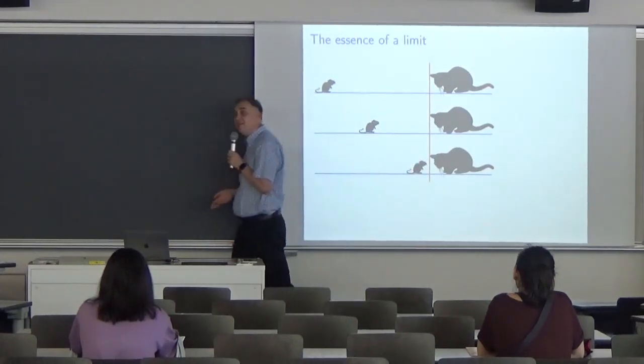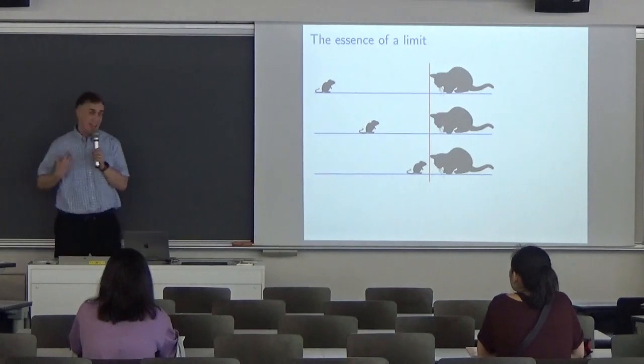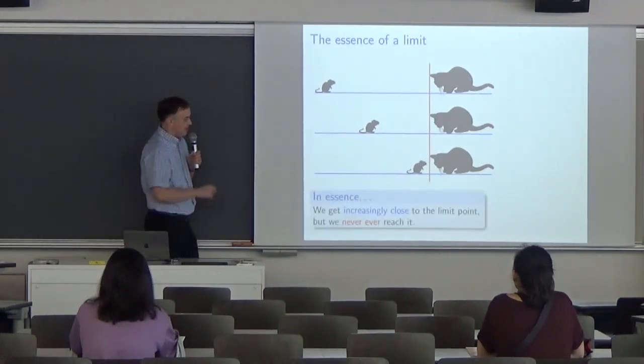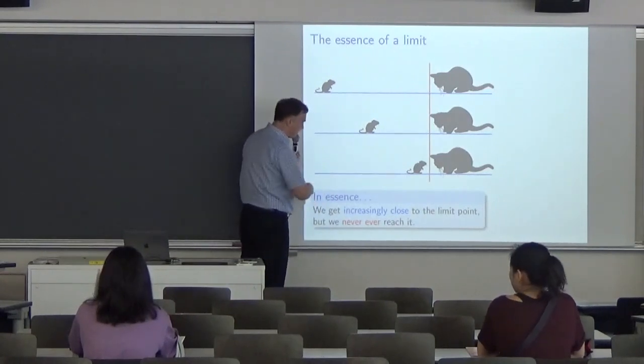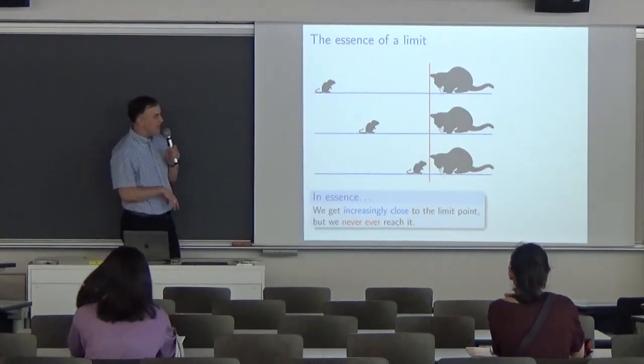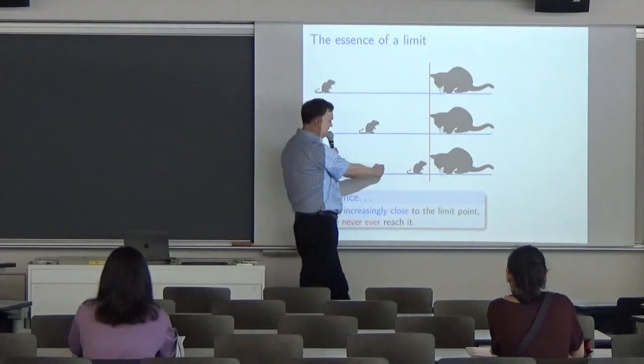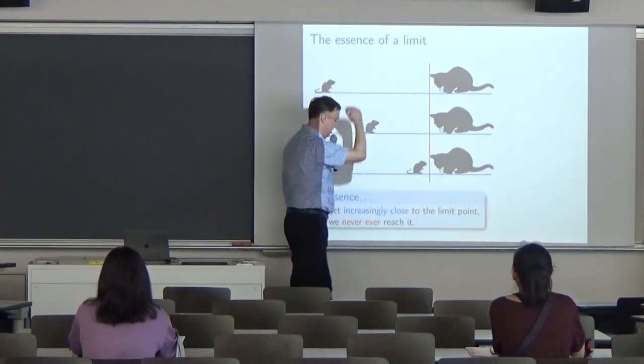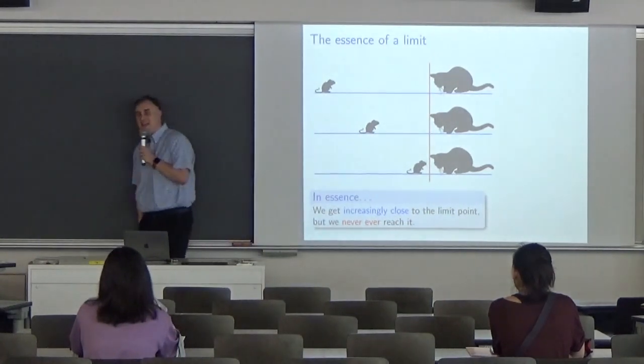We always remain safe. The mouse never gets eaten by the cat. It never reaches that red line, right? So in essence, when we're talking about a limit, we say that we're getting increasingly close to the limit point, getting closer and closer and closer, the limit point here being this red line, but we never ever get there.